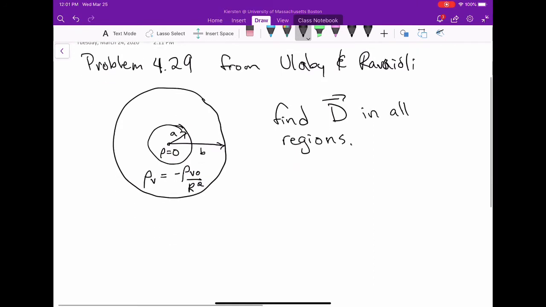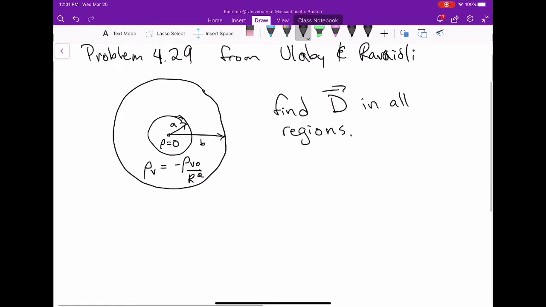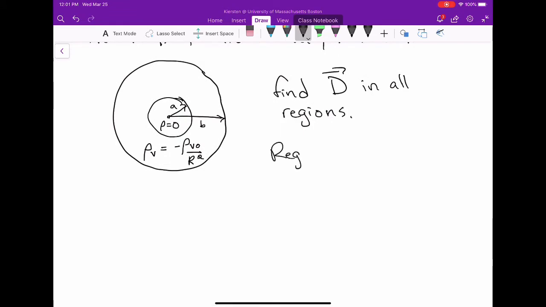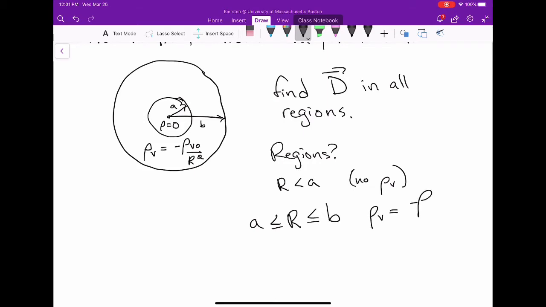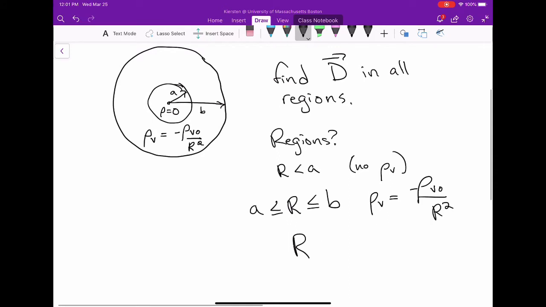So, first of all, what are the regions? The regions that we have to deal with are R less than A, where there's no charge density, R between A and B, where the charge density varies with position, like that, and R greater than B, where again there is no volume charge density.